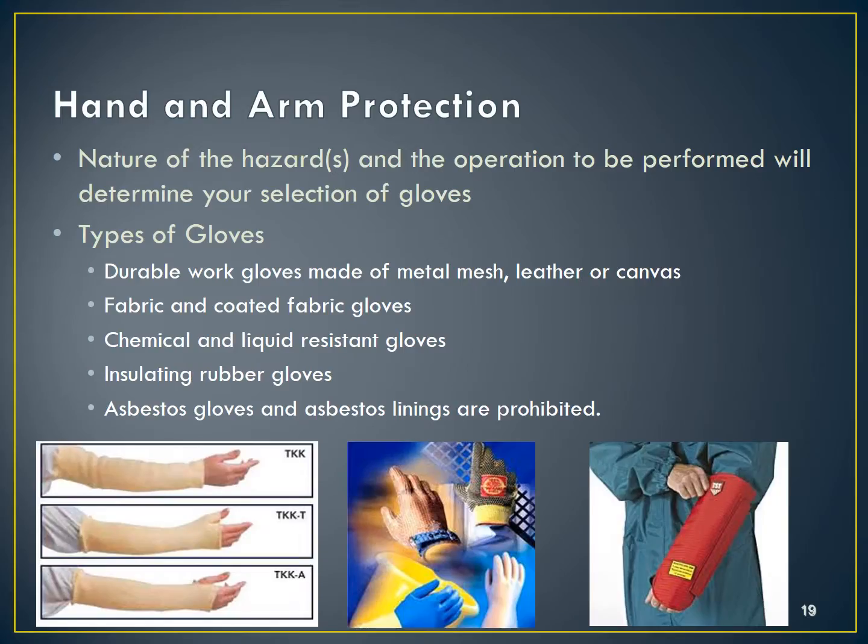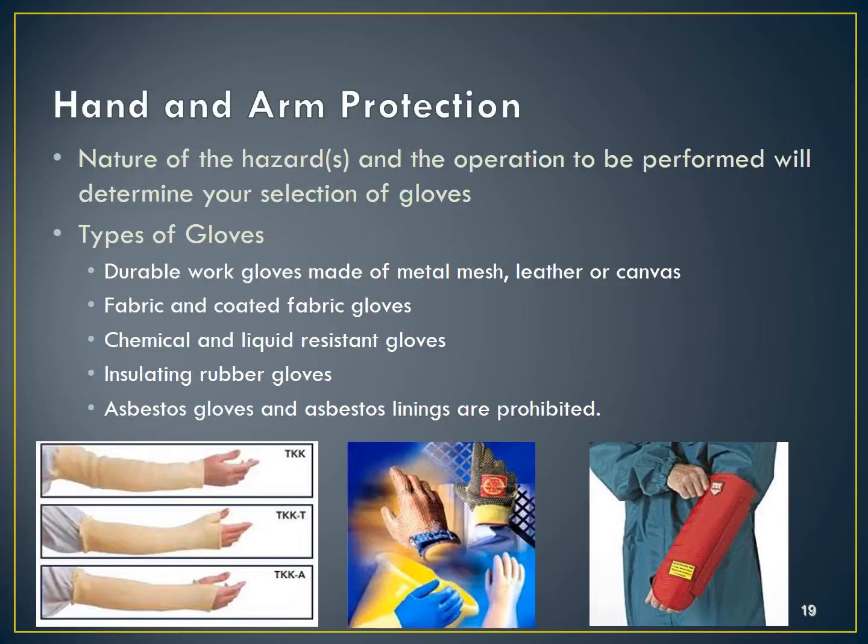So your hand and arm protection, and this is when you're looking at the types of gloves, can be made out of a lot of different materials: any type of metal mesh, leather, canvas, Kevlar, fabric. They can be coated. They can be chemical or liquid resistant, insulated rubber gloves, any type of asbestos gloves for heat, anything like that. And then there are also these things called Kevlar sleeves, and these are kind of nice, especially if you have something that the employee is going to be handling that's hot.